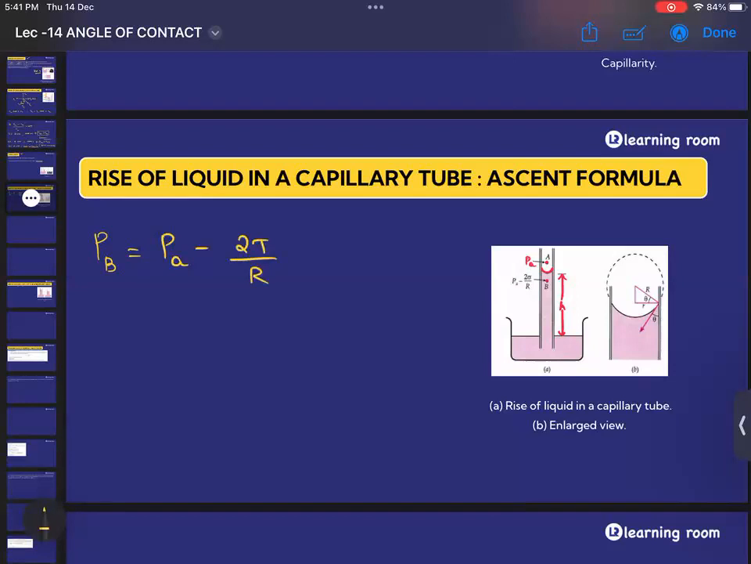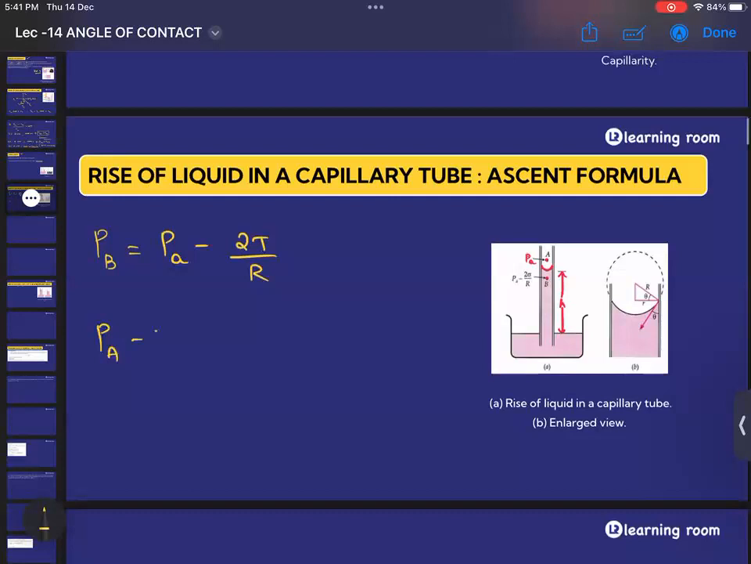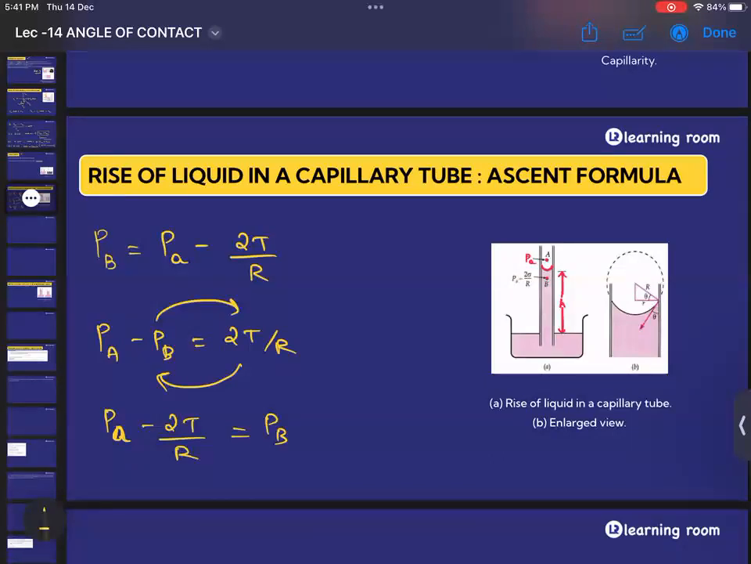I'll tell you why it is so. Because PA minus PB is equal to 2T by R. Am I right? I told you excess pressure means the greater pressure minus the smaller pressure. So PA minus PB is 2T by R. I'll take PB to the other side and 2T by R to the left-hand side. So PA minus 2T by R is equal to PB. But we know that the pressure at point A is nothing but the atmospheric pressure itself, because it is exposed to the atmosphere. As simple as that. Am I right?